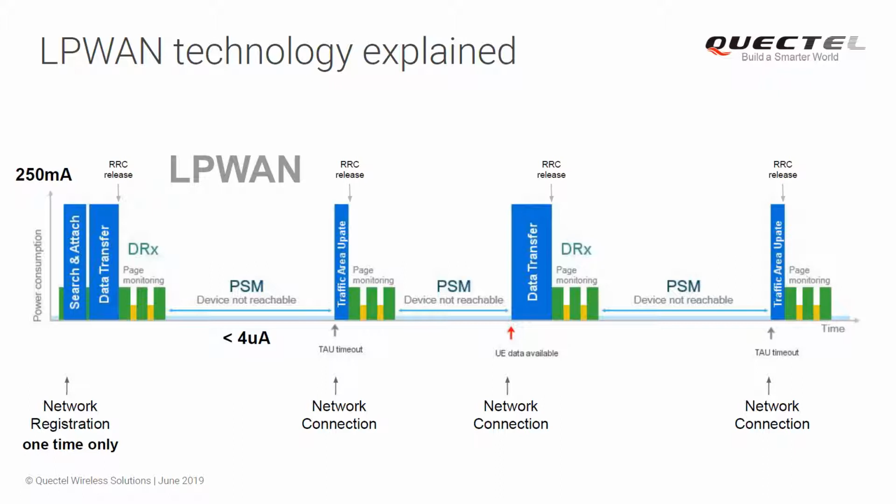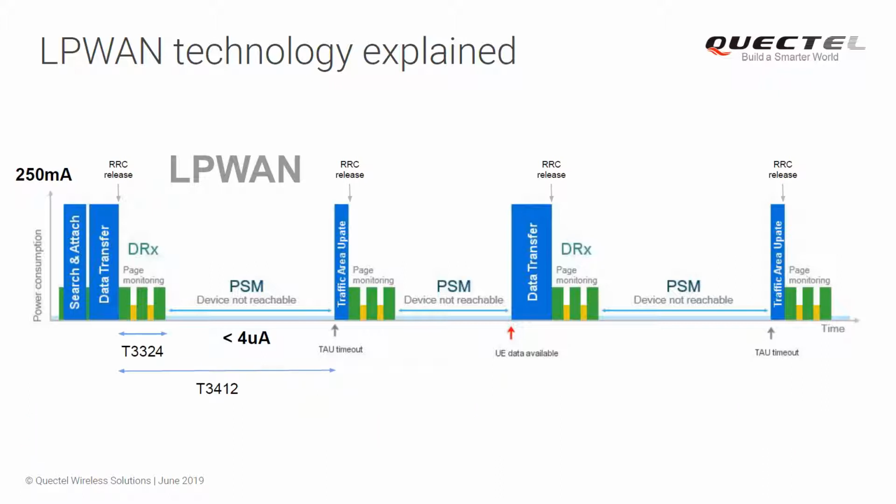If the module wants to wake up to send some data, it can wake up anytime, send the data, and then repeat this cycle. But what's important to note here is that registration is one time only, so consumption is reduced due to this limited time when the module searches for the network. This is because such devices are supposed to be stationary, so the same cell will be available also next time after the wake up.